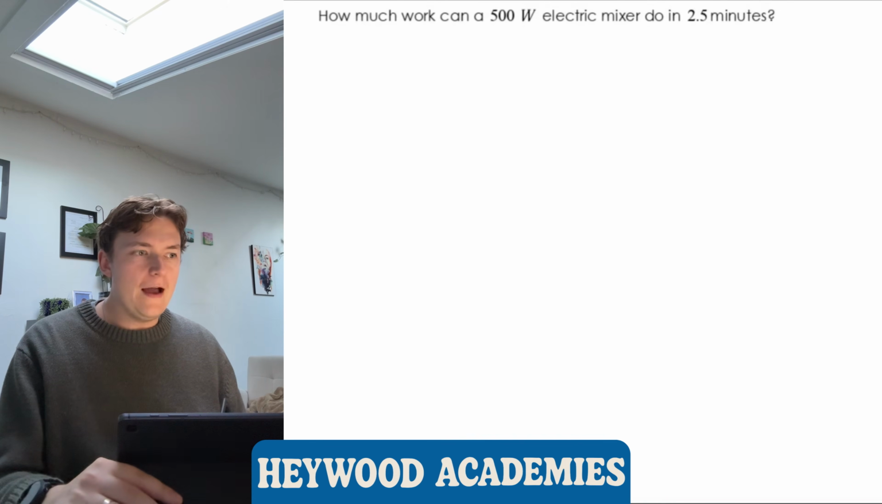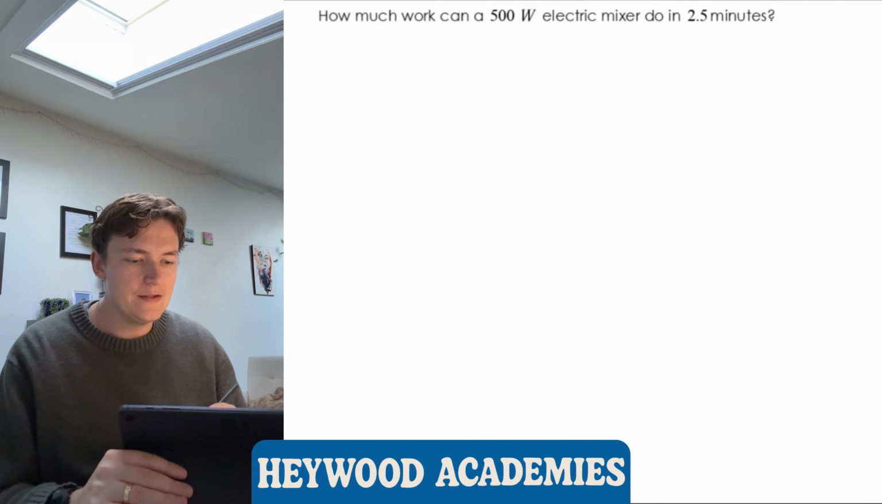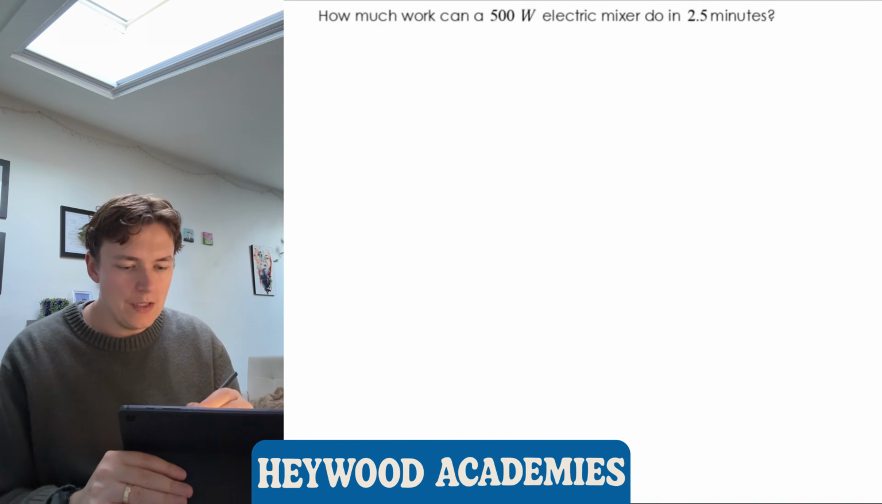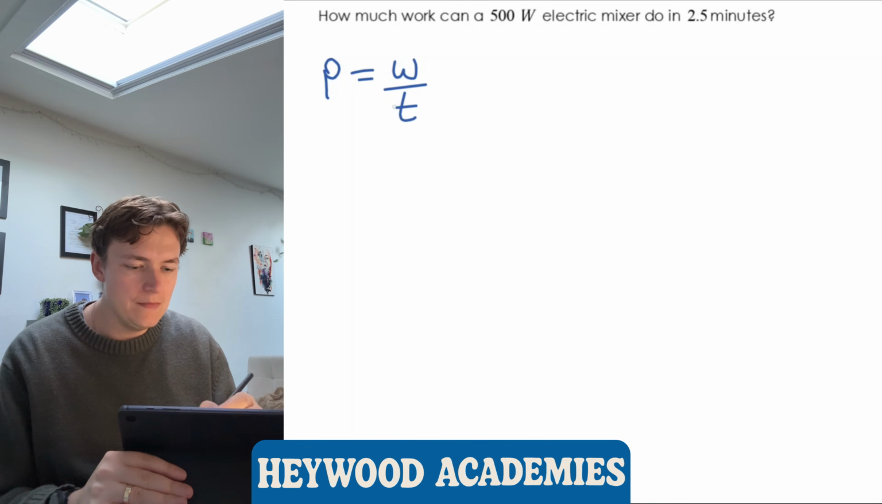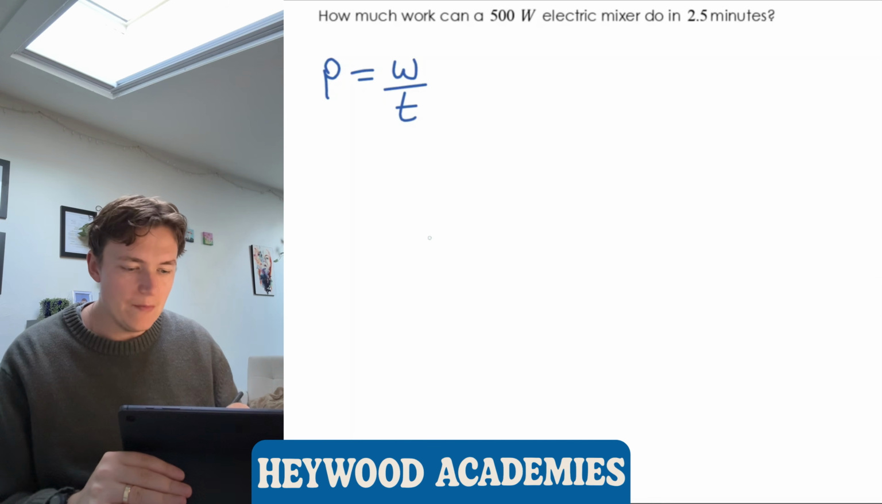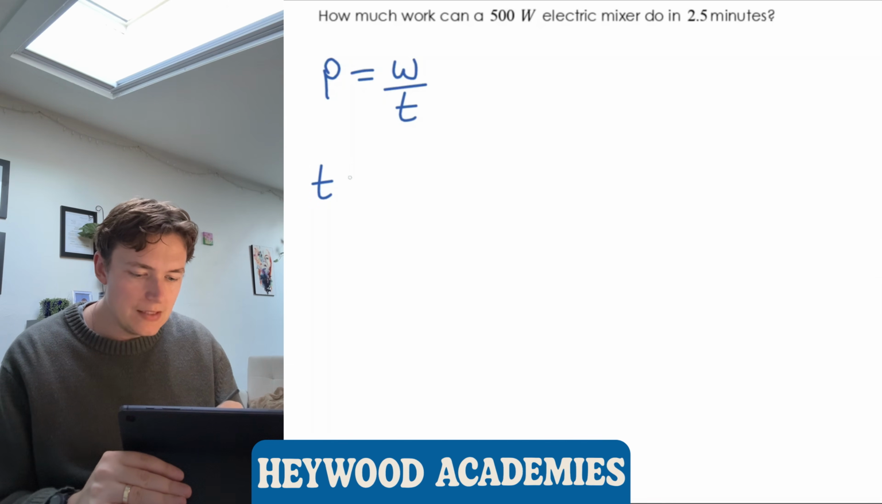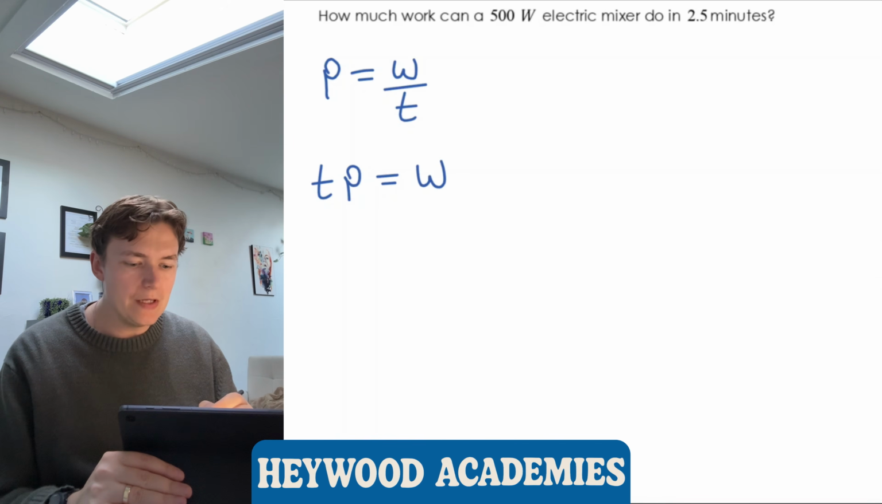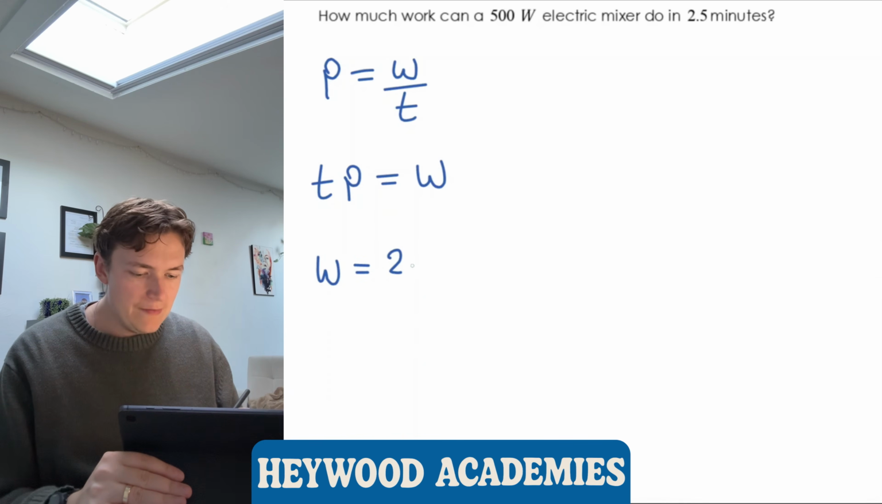How much work can a 500 watt electric mixer do in 2.5 minutes? Okay, so let's start with our power is equal to work over time. Then they've given us the time, they've given us the power, we got to solve for work. So if we multiply both sides by time, we get time times power is equal to work. And then we can plug in our numbers here. So I'm just going to put this in the other order. Work is equal to time, 2.5 minutes.